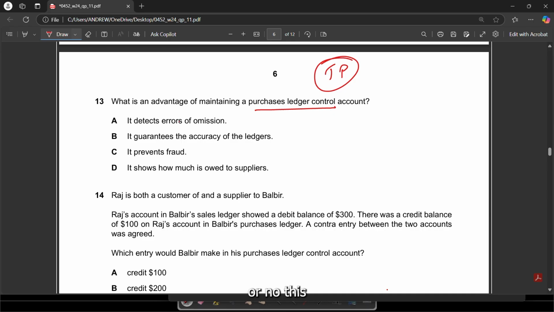Oh no, this is not the right answer. It guarantees the accuracy. Again, it doesn't guarantee that. It prevents frauds. Okay. Let's also see the next option. It shows how much is owed to suppliers. Okay, so the main motive of preparing a purchase ledger control account is nothing but that you can understand the total of your suppliers whom you have to pay. So that's the reason D is the most appropriate answer. So D is the correct answer in this question.